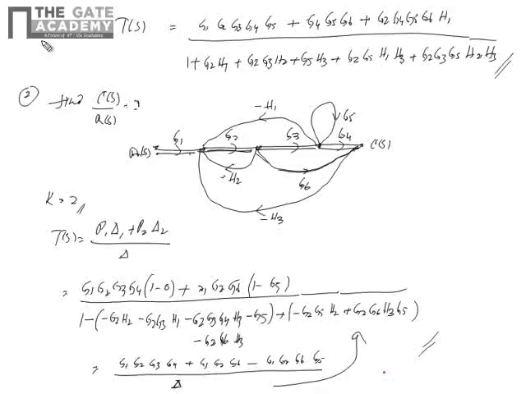So one more method also there, means a different type of problem. It's not a method, it's a different problem. Yes, that is the third problem in signal flow graph.